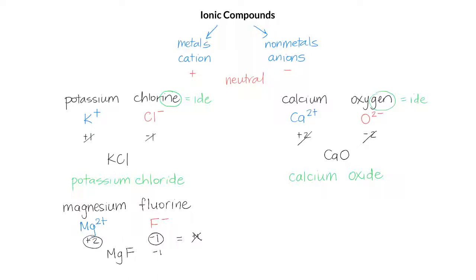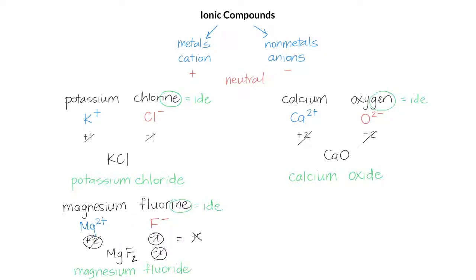Instead, we need to have another fluorine so that our 2 positive charges can cancel out with 2 negative charges. So we add a subscript to indicate that we need 2 fluorine atoms. Now, all of our charges cancel. And we name this compound just like the others, magnesium, and we change the ending of fluorine to -ide to get magnesium fluoride.